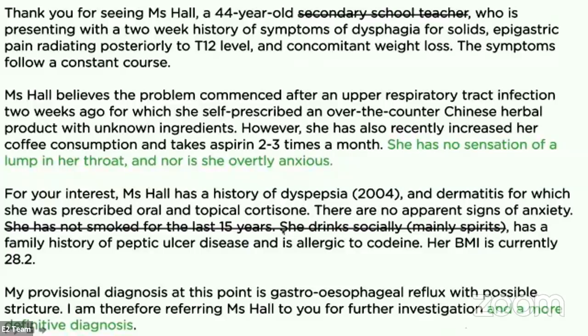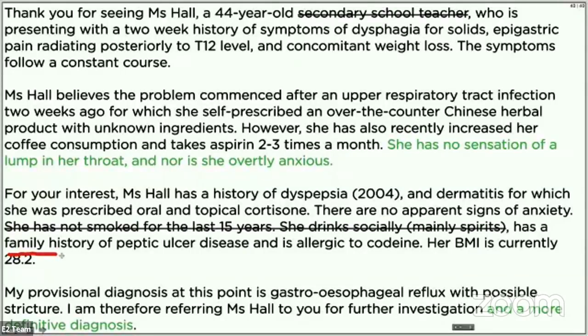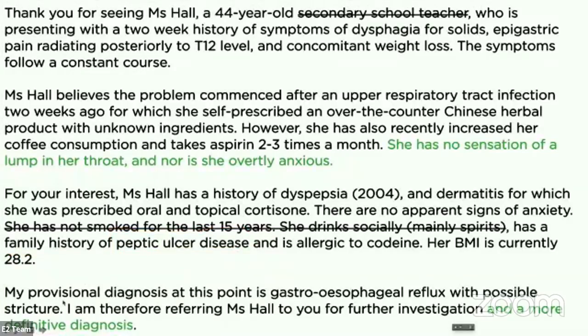So somebody asked about family history and whether it's important. Well, this particular case note would be important. The peptic ulcer disease, again, we're writing to the gastroenterologist. That would be interesting to write. So that was the one case note from their family history that we took. Finally, in the request, it says, my provisional diagnosis at this point is gastroesophageal reflux with possible stricture. I'm therefore referring Ms. Hall to you for further investigation and a more definitive diagnosis.